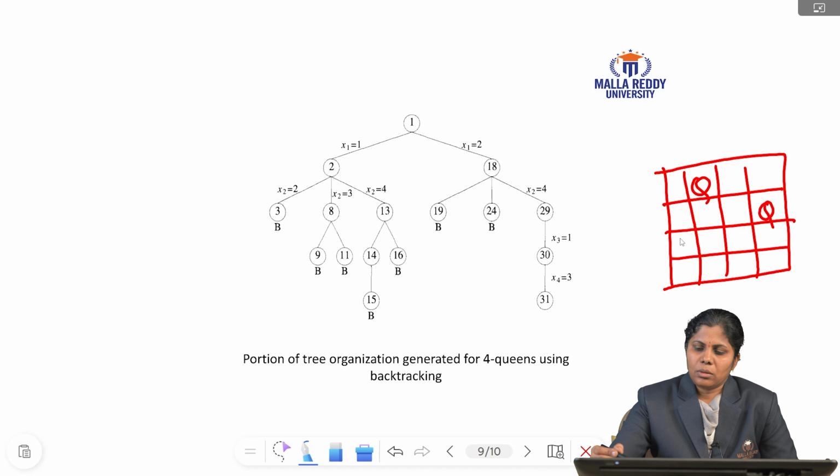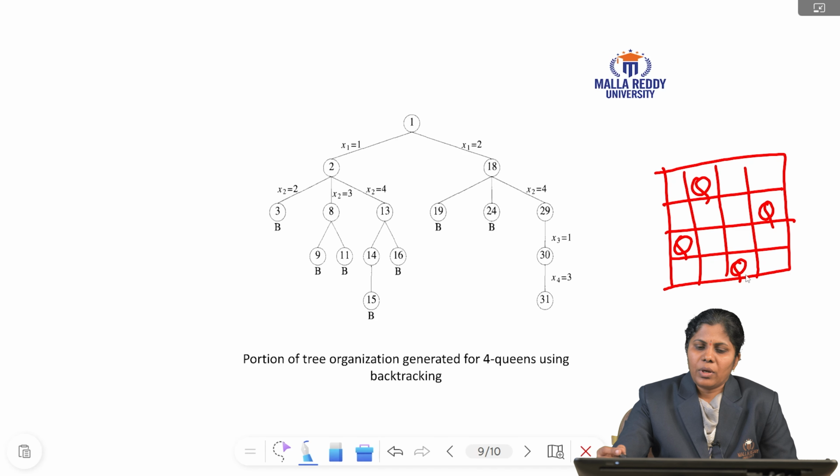Next we go for placing the third queen, where we can place it in the first column, which satisfies the criteria that the queens are non-attacking. Finally, placing the last queen, we are able to place it in the third position, hence satisfying the criteria that all the queens are in different rows, different columns, as well as different diagonals, which are non-attacking. So this is a portion of a state space tree which is being generated, and hence this is one of the solutions obtained.